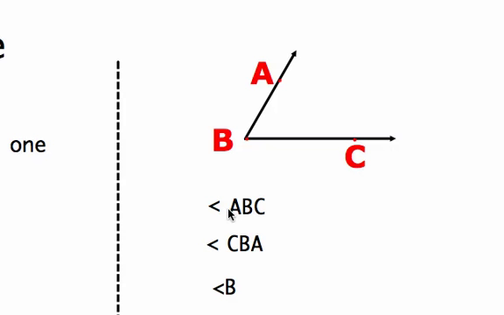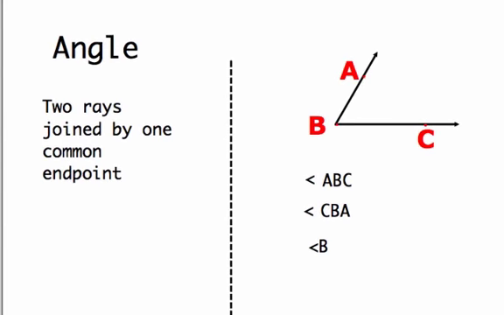And we call this three different names. You can call it angle ABC, angle CBA, or just plain angle B. You notice that in these two, angle B has to be in the middle. That's the important thing. So your angle, which is this right here, the endpoint that joins these two has to be in the middle.